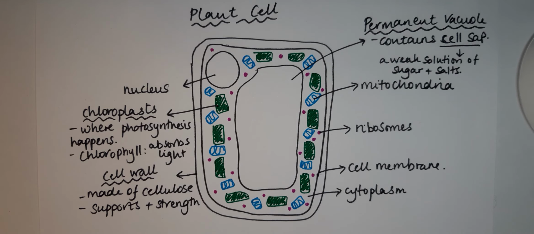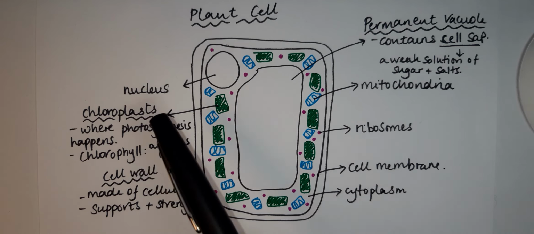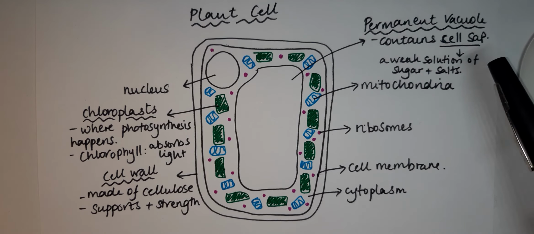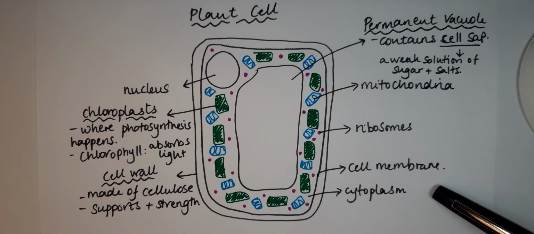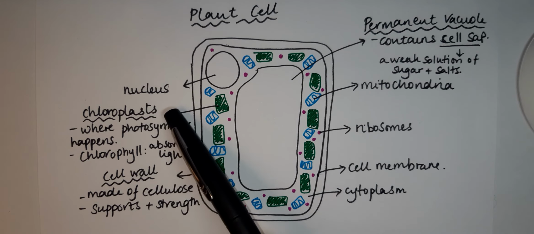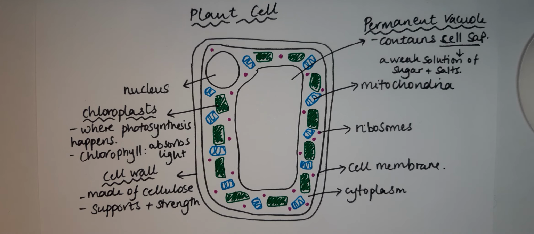The only three that are extra from the animal cell are the chloroplast, the cell wall, and the permanent vacuole. The rest, the mitochondria, the ribosomes, the cell membrane, the cytoplasm, and the nucleus are all the same. And so the plant cell is also a eukaryote. So we've looked at animal cells, and we've looked at a plant cell, and we've looked at the subcellular structures in them, and we know that these are both examples of a eukaryote. Now we're going to look at a bacterial cell, which is a prokaryote.